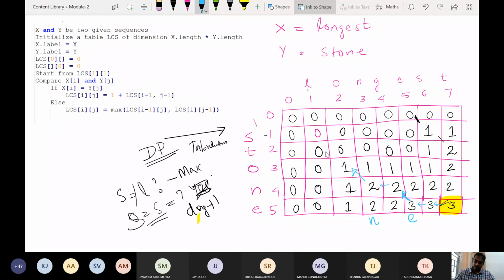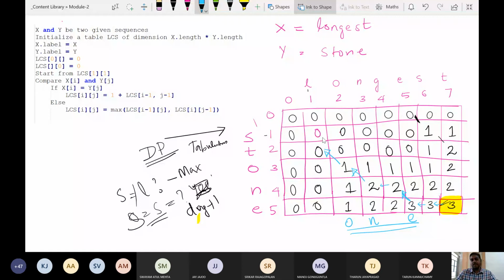Adding 1 to the diagonal. That means we got it from here. So here also we make a diagonal move, so that also is to be noted. O, that is to be noted. So wherever you are making a diagonal jump, you just note down that element. That will be the longest common subsequence.